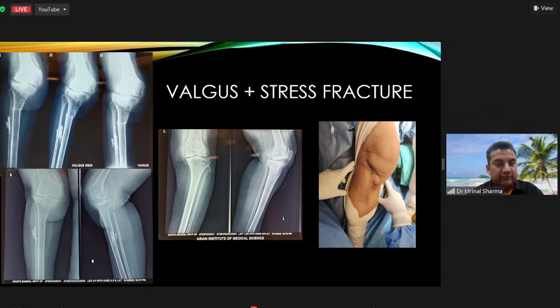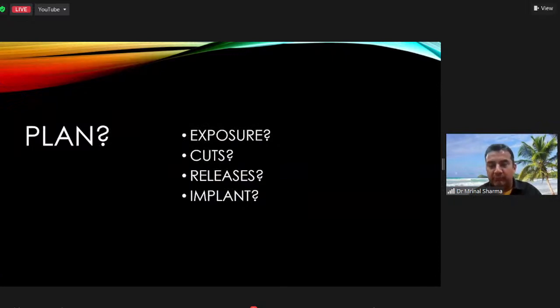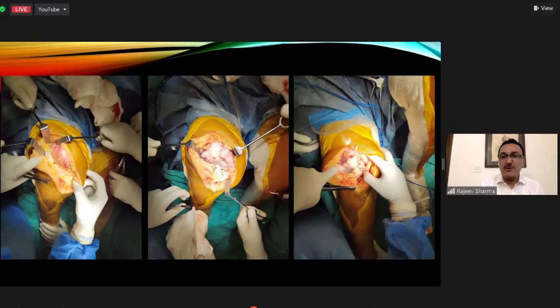So obviously this was a little tough situation for me because I could not assess. Rather, my resident who evaluated her also got the stress views done, thinking that probably this was a very lax knee, and that's why we have those varus valgus views here. So the plan was how to expose, because there were previous surgical marks, what cuts to be taken, what releases I would need, and what kind of implant would be needed, because I also have a fracture down there. Okay, ultimately, so before you go ahead, Mrinal, can we go back?